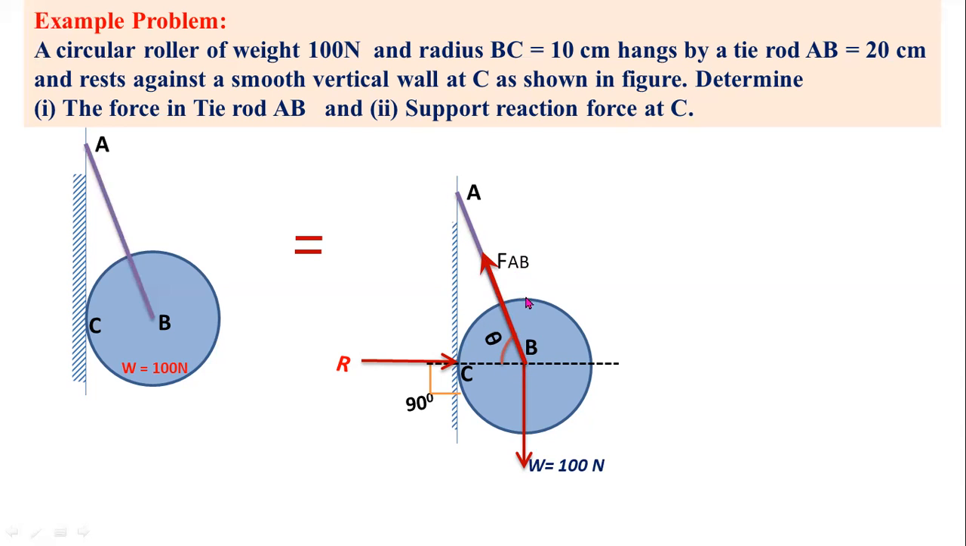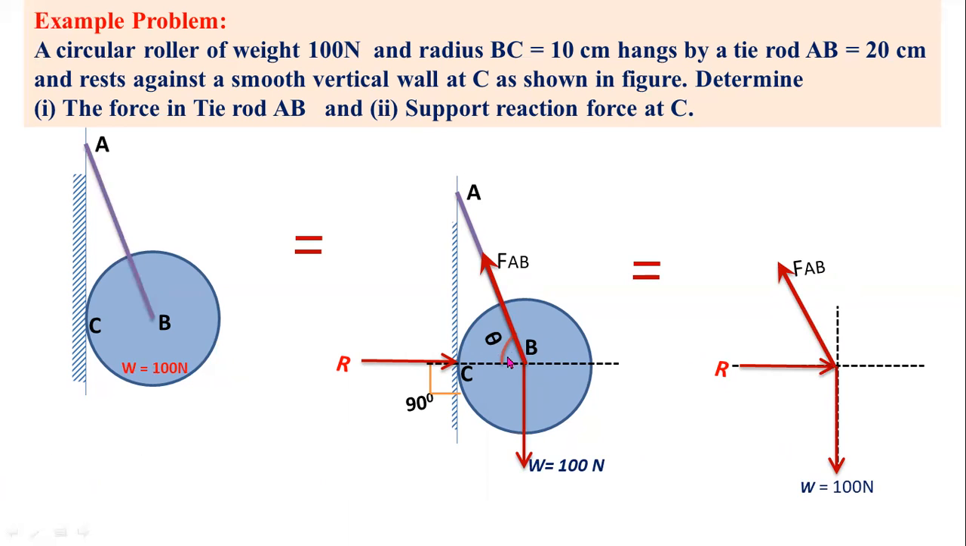So you have to consider an opposite reaction force. This is the action: W equal to 100 newtons is the action. It acts vertically downwards, so you have to consider the opposite direction for determining the internal force developed in the rod. From the force diagram you have to draw the free body diagram: vertical force W equal to 100 newtons and reaction force R. The value of R you have to find out, and this is FAB, the force in the tie rod AB.